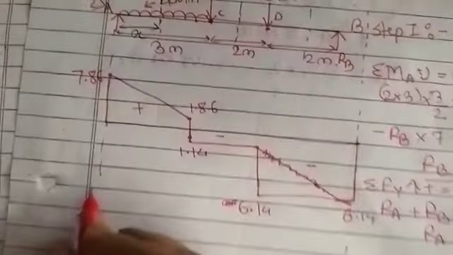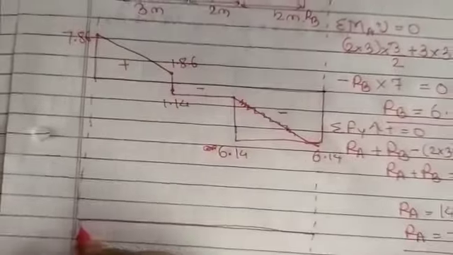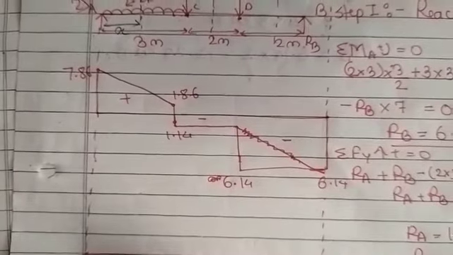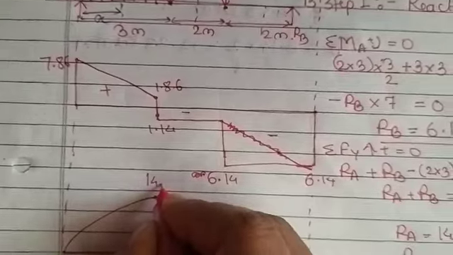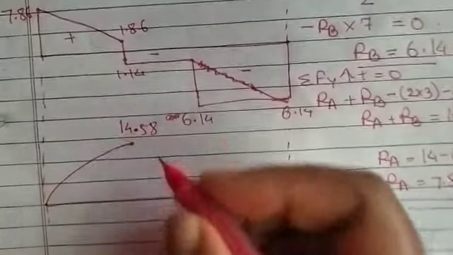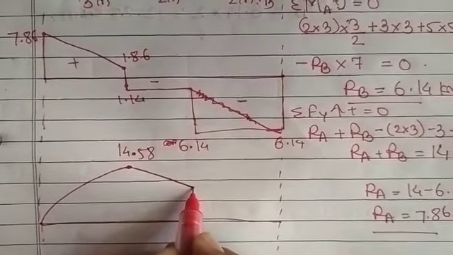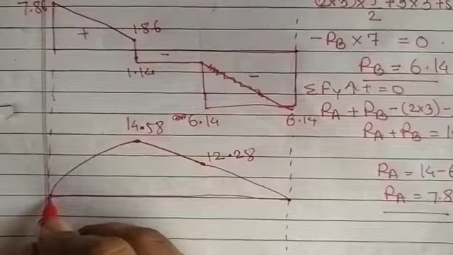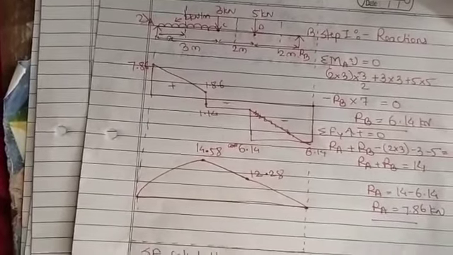So if we draw the bending moment diagram, always keep it in mind, if your shear force diagram is an inclined line, there should be a curve at this portion. So here the moment is 14.58, and whenever there is a horizontal line, there will be an inclined line in the moment. So here the value is 12.28, and again here the moment is 0. At MA and MB there is a 0. So this is the shear force and bending moment diagram for this particular beam.